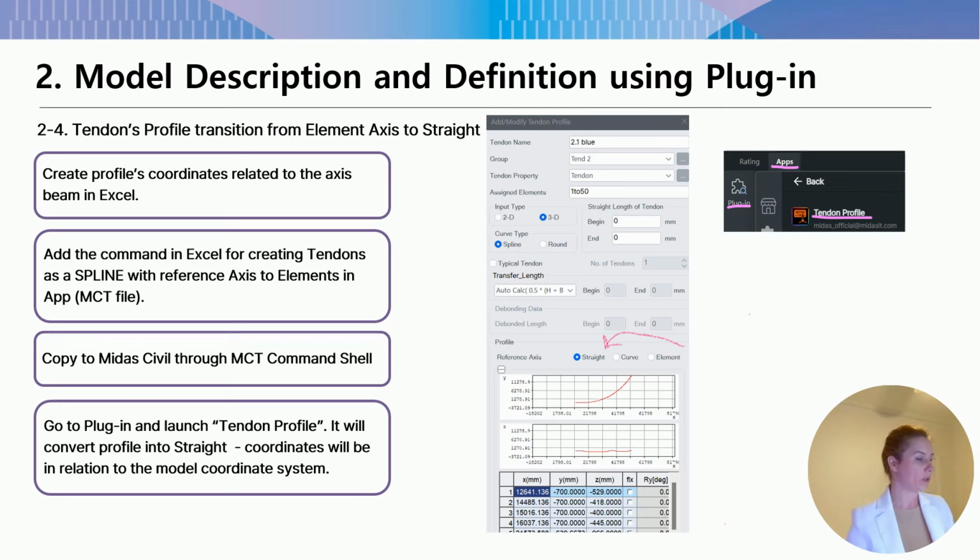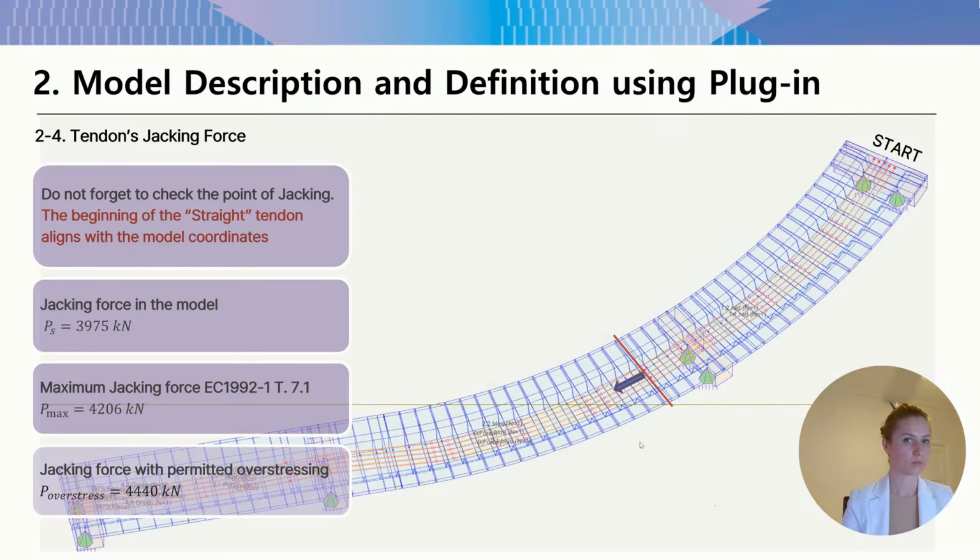So we need to go to the plug-in again and launch tendon profile. It will convert the profile into straight. Coordinates will be in relation to the model coordinate system. It is quite straightforward, and it makes your life easier if you're an engineer, of course. After you have changed the type of axis reference, don't forget to check the point of jacking. The beginning of the straight tendon aligns with the model coordinates, so choose the right point from where to stress.